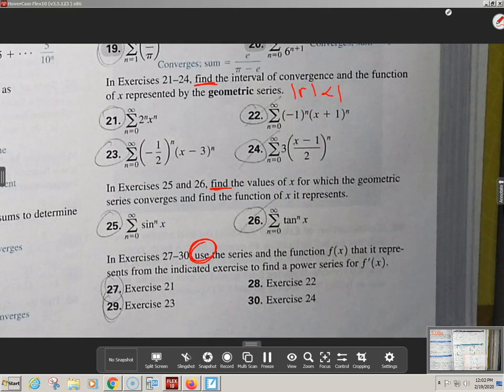What do the directions say? Use the series. What series? The one we found. Oh, that's why I crossed out, because you needed number 21 to do number 27. You're welcome. Anyway, use the one we found to do what? To find a power series for f prime of x. Oof, I think we have some more things to learn.